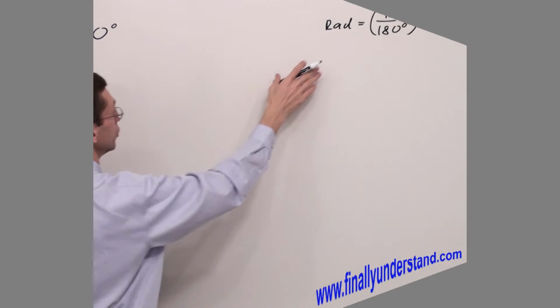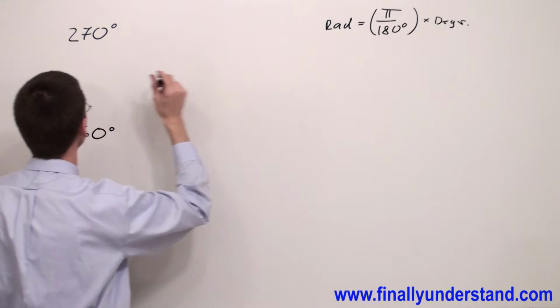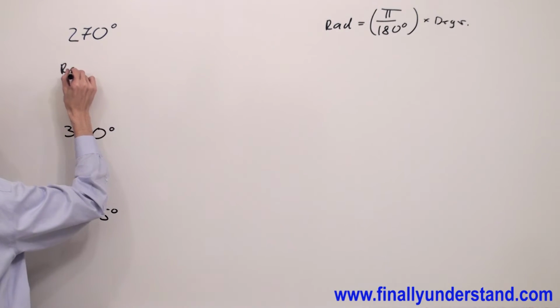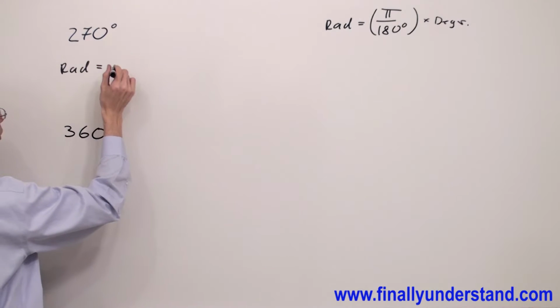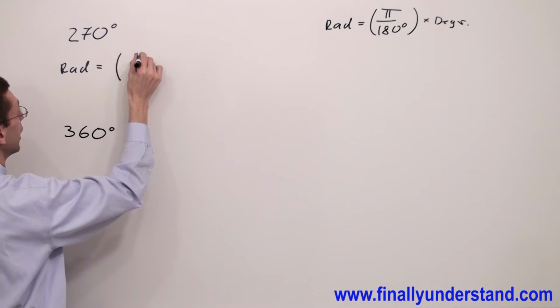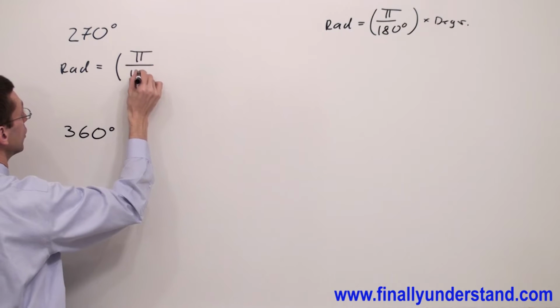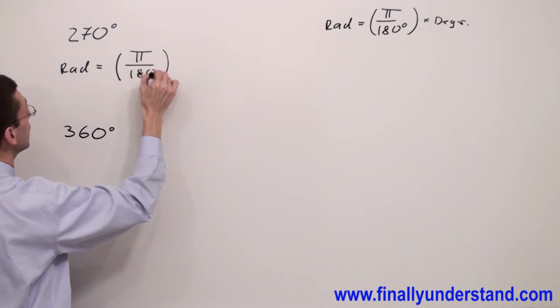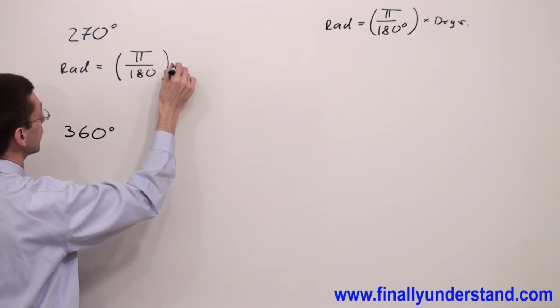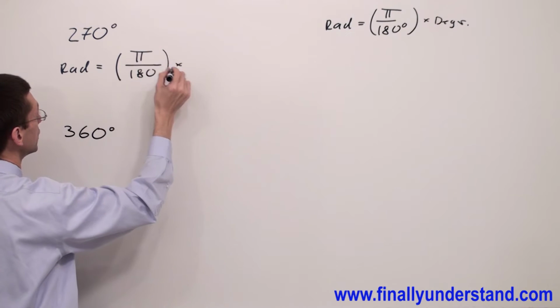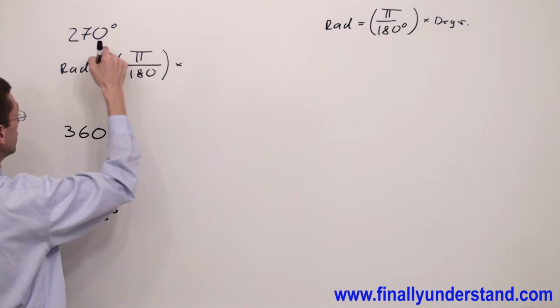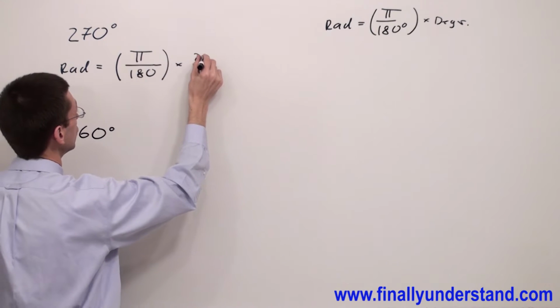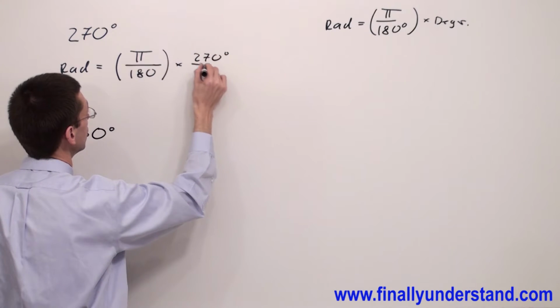Let's take a look at these examples. Again, we're supposed to find radians. Again, I'm going to use this formula. I have radians are equal, copy down, pi over 180 times degrees. Again, because I have a fraction, I'm going to write 270 degrees in terms of a fraction: 270 degrees over 1.